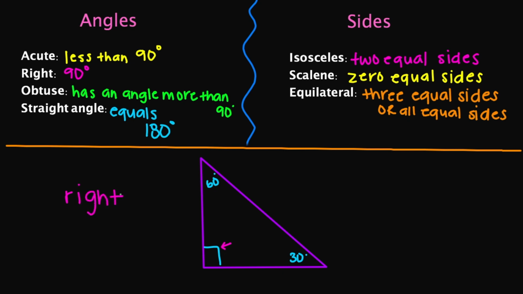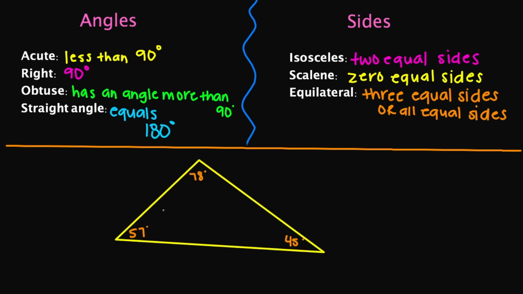And then if I'm measuring by the sides, notice in this example, I have no slashes going through any of the sides. That's going to tell me that the sides are not equal. So this is letting me know that I do not have any equal sides. Since I do not have any equal sides, this is going to be a scalene triangle. And if you combine the two, you're going to get a right scalene triangle.